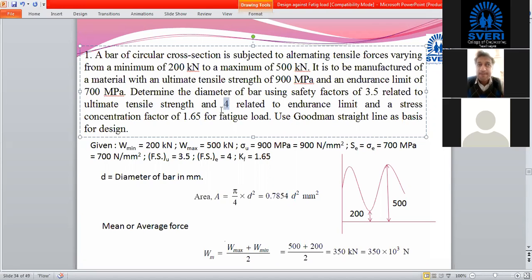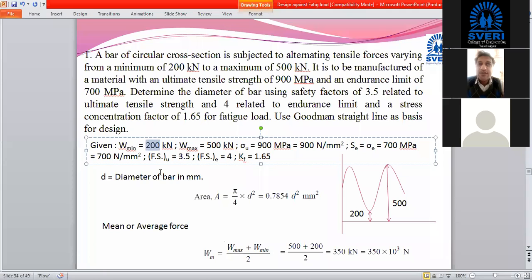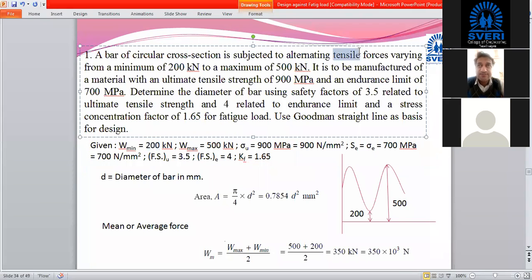Am I right? So in this case, it is given that W minimum, the load which has been used, is 200 kilonewton. Then the maximum load is 500 kilonewton. It is varying from 200 to 500 kilonewton, but on one side only, and it is tensile in nature. It is fluctuating from its maximum value to minimum value.